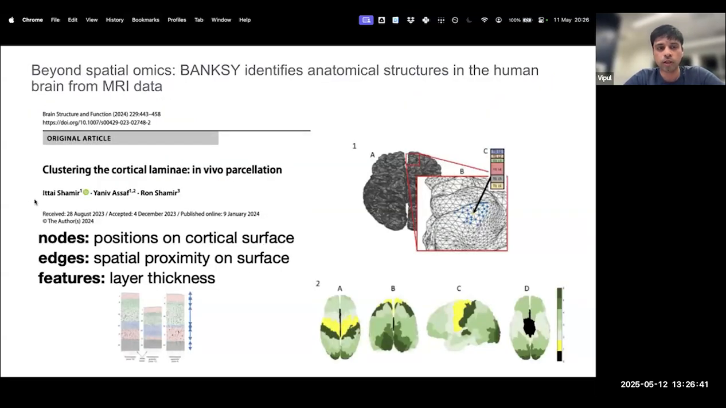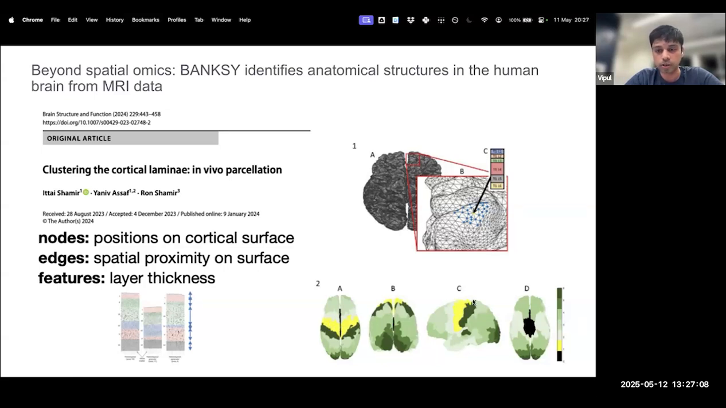One thing that we found was that authors from a university in Israel emailed us and said they've been using BANKSY to analyze MRI data. The features they used were layer thickness within the cortex of the brain. So you drill a hole in the brain and look at the thickness of layers. We don't actually drill the hole, but those are the features, and you can just use BANKSY in domain segmentation mode.